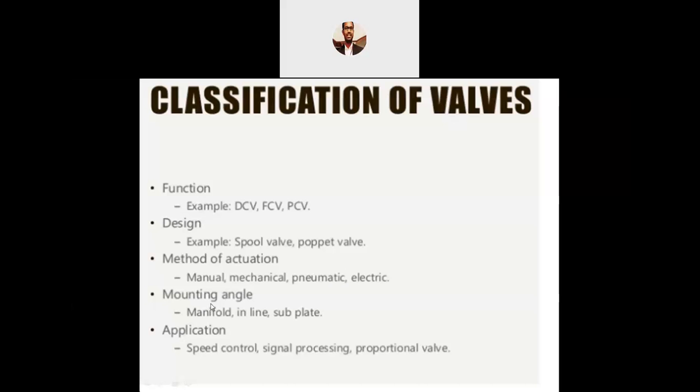Now, based on the mounting, it is manifold, inline, and subplate. Three different types of classification are there based on the mounting. And the last one is application based. Whether you want to control the speed, then speed control applications will be there. Signal processing will be there, and proportional valves will also be there.